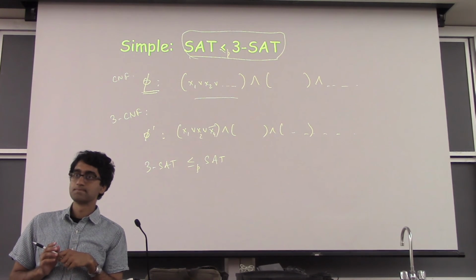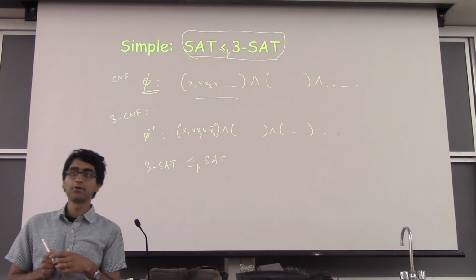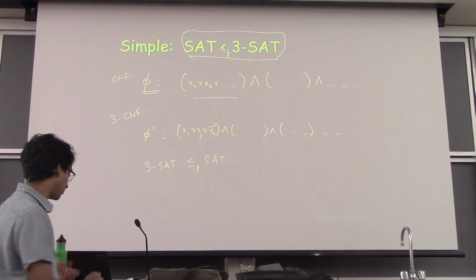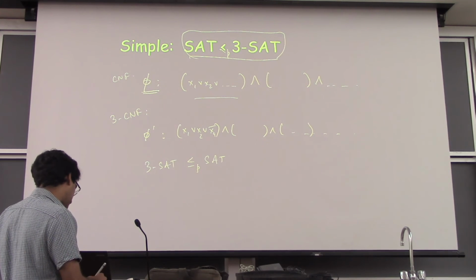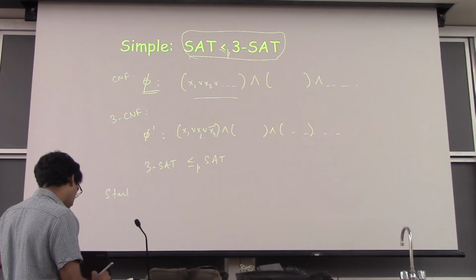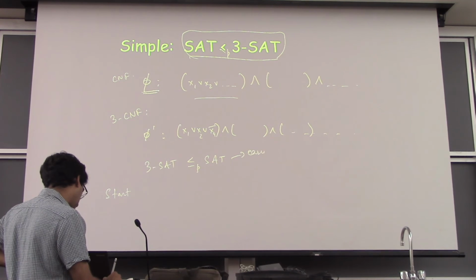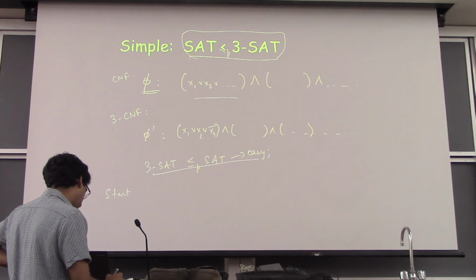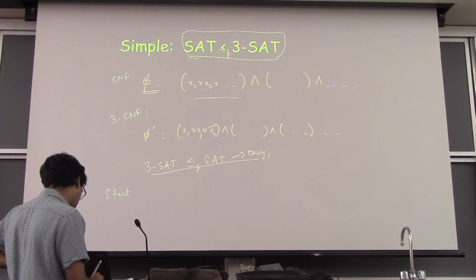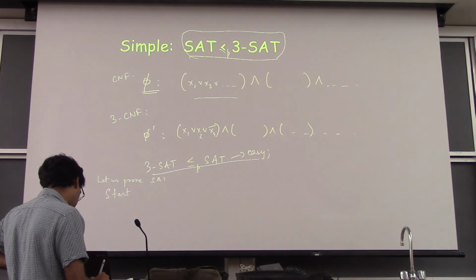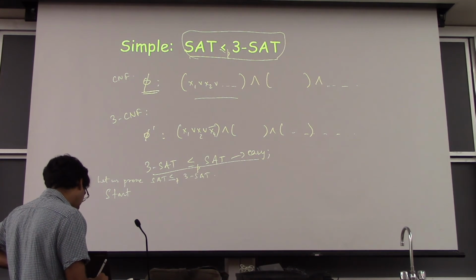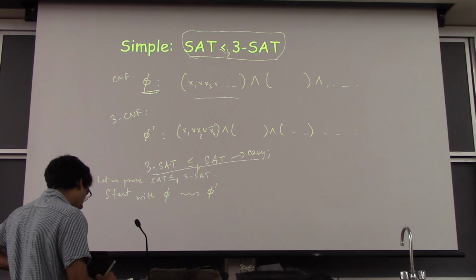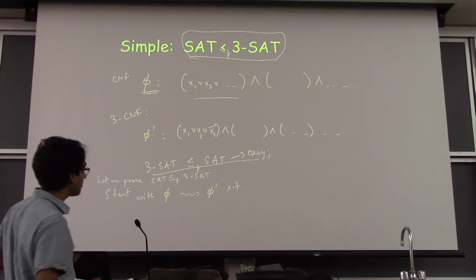Find a way to transform SAT to 3SAT. Yeah, so you start with any SAT formula, and this is easy. Okay, so let's prove that SAT reduces to 3SAT. Which means you start with phi and you want to come up with a phi prime such that, remember you have 2 conditions, right?